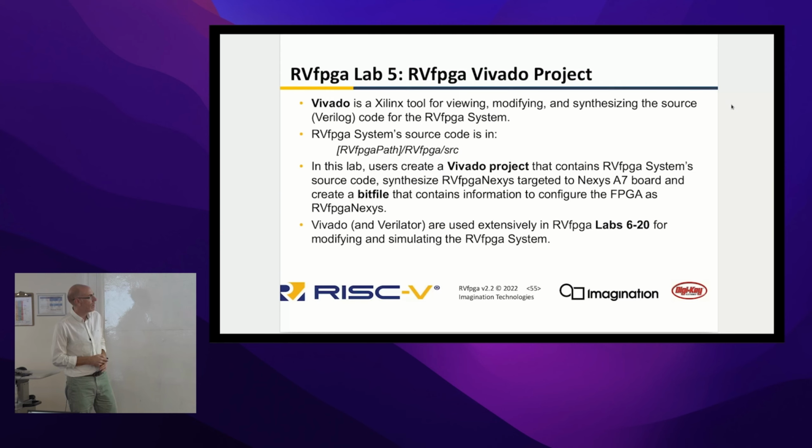And in this lab, users create a Vivado project that contains the RVfpga system source code, synthesize it targeted to the Nexys A7 board, and create a bit file that contains information to run the system on chip on the board. Vivado is used extensively in labs from 6 to 20 for modifying and simulating the RVfpga system.